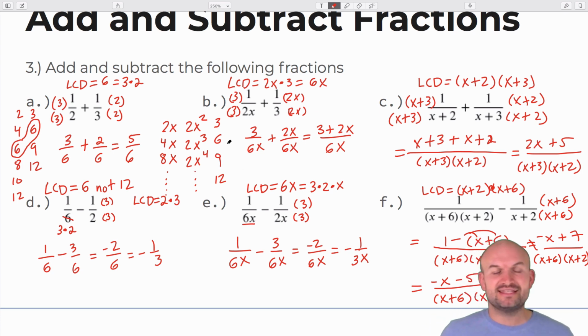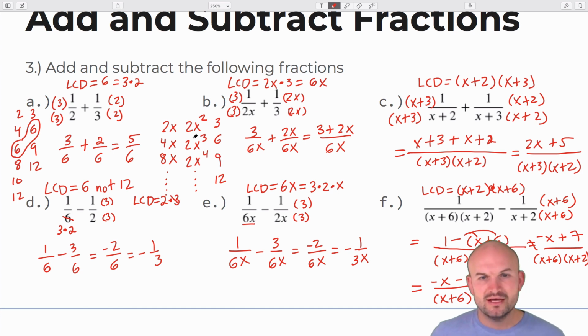And even more importantly, they don't have anything in common, right? There's no factors that 3, 6, 9, and 12 have in common except for the number. Like they don't have any of the x's in common, right? Because these have no x's, these do. So then what can we do? How can we find the least common denominator?